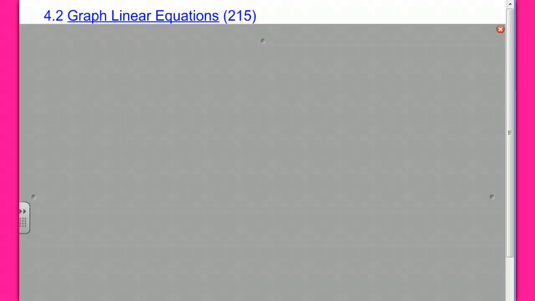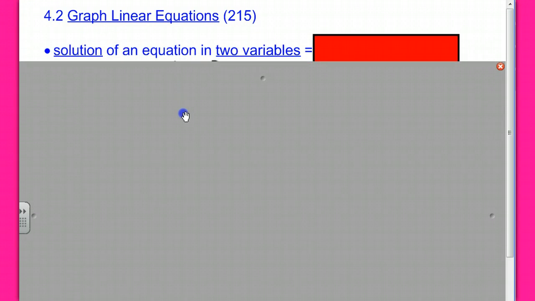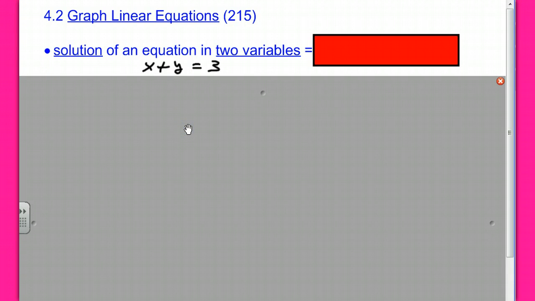Okay, so today we're going to get into graphing linear equations. Chapter 4, Section 2. Okay, so the solution of an equation that has two variables. Look at that. Here's an equation, x plus y equals 3. Two variables, x and y. Give me a solution. Can anybody give me a solution?